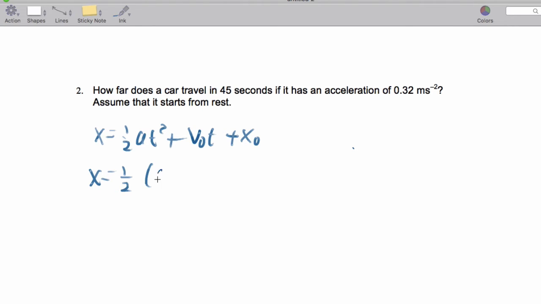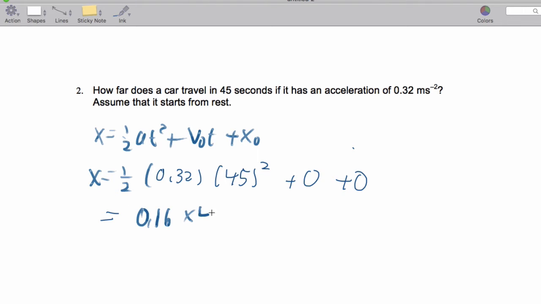1/2 times 0.32 times 45 squared plus 0 plus 0. And so that ends up being 0.16 times 45 squared. And that gives me 324 meters.